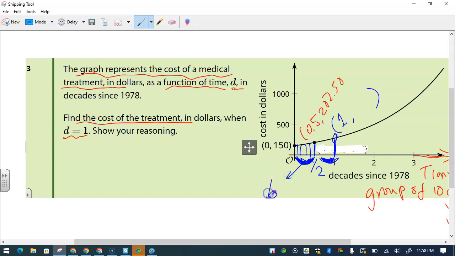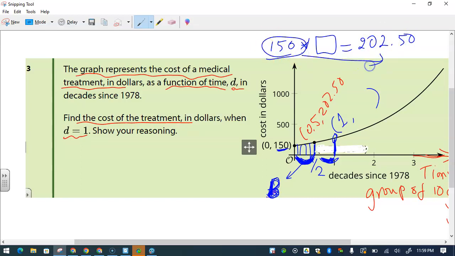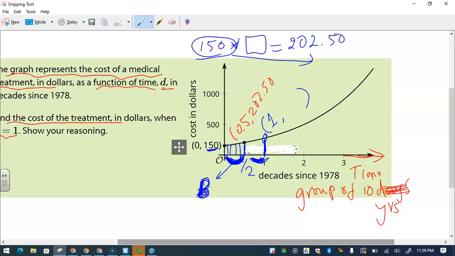So let's see, what is that B? I'll call it uppercase B, okay? So what is this B? Now to know this, what multiplies 150 to get 202.50? In other words, you just have to divide on the other side.